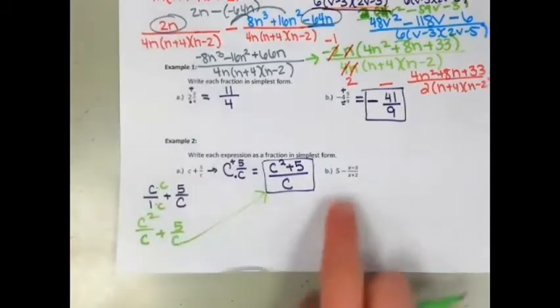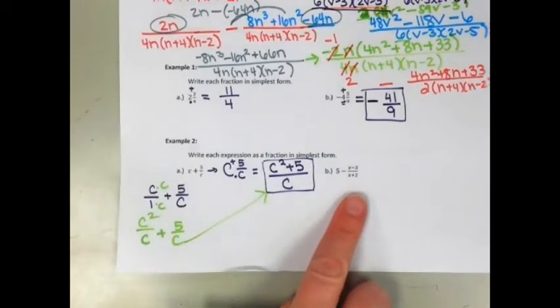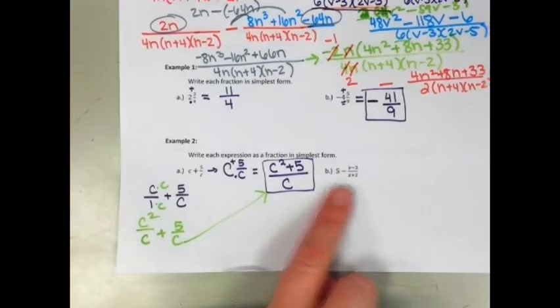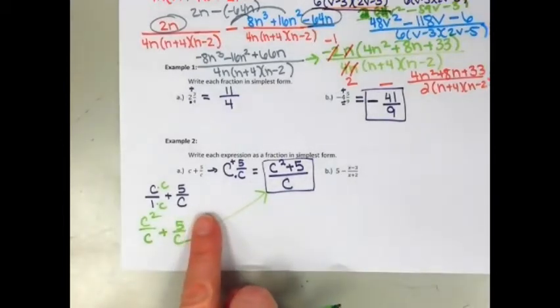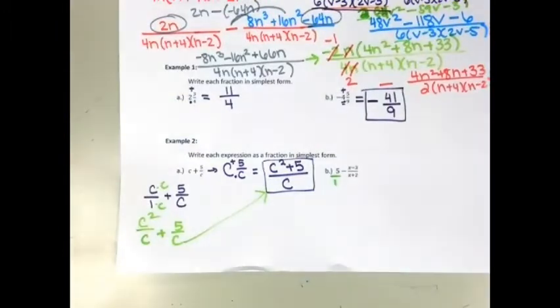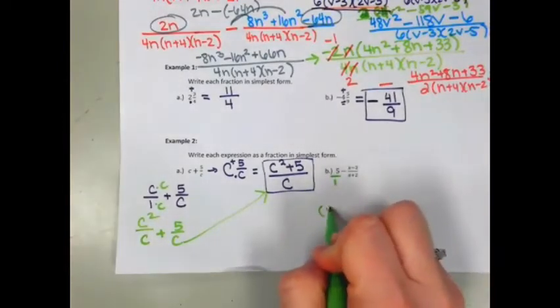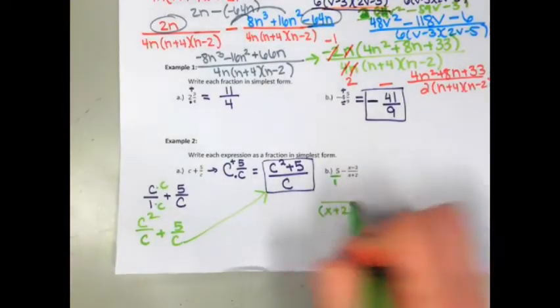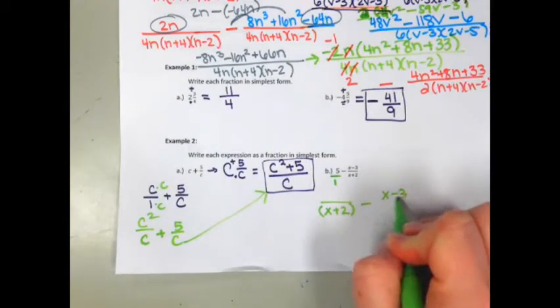Now, looking at B, this one's a little different. Why? Because it's subtraction. So when I look at a subtraction sign, I always find my common denominator. I think that's the easiest way to do that. So 5 is the same thing as 5 over 1. So what is my common denominator between 1 and x plus 2? X plus 2. The second fraction is the same, which is really nice.